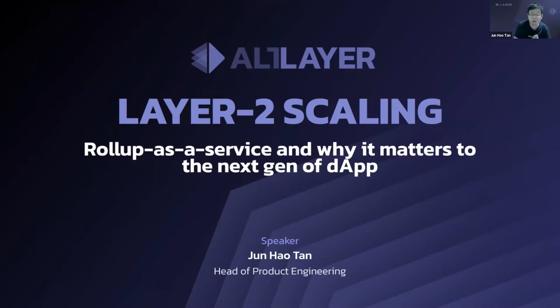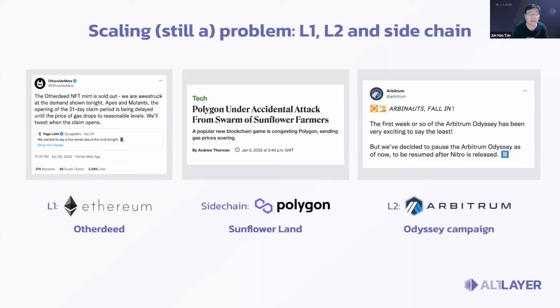Rather than just talking about L2 optimistic rollup as a solution, I'm going to expand the scope a bit to bring it over to application-specific rollups, and in particular, rollup as a service, so that we can scale the whole blockchain ecosystem easily and make developers' lives much easier. So let's start. Again, some story time first.